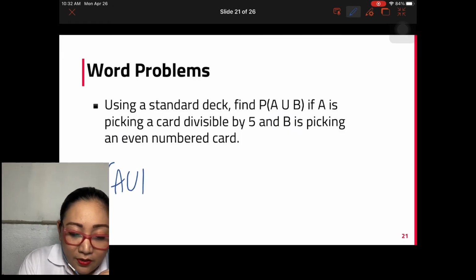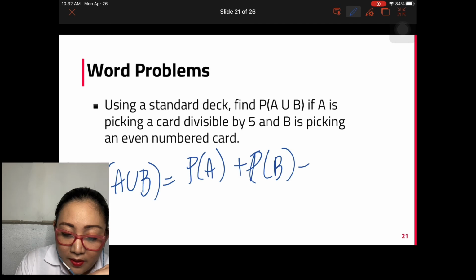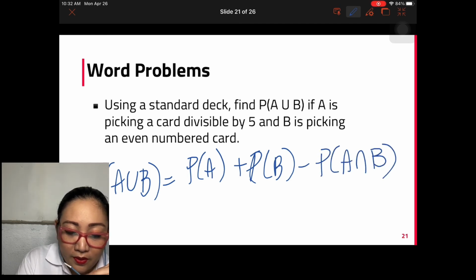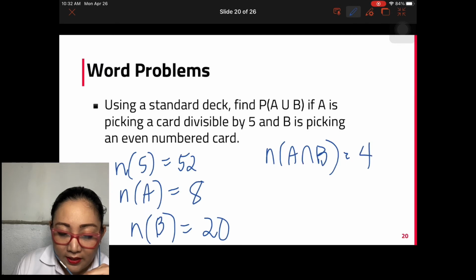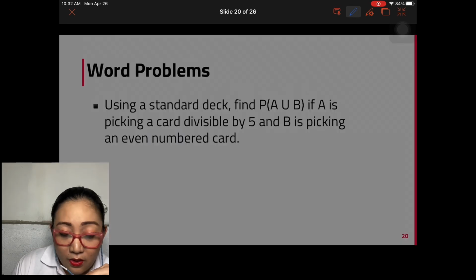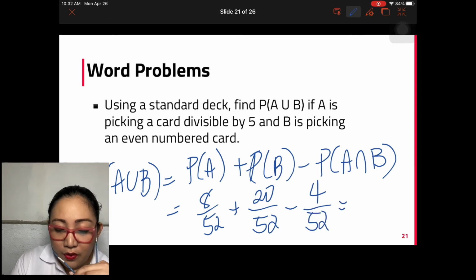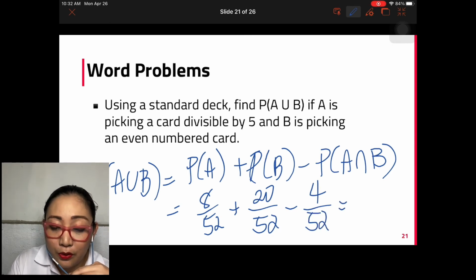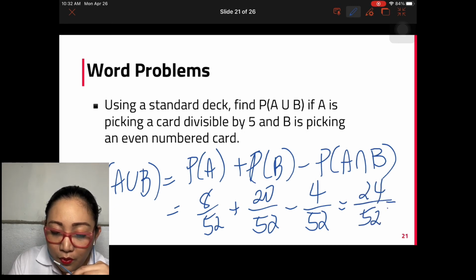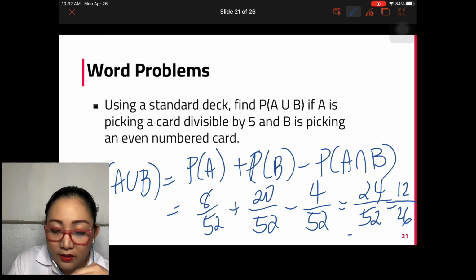So now, again, let's find the probability of A union B. So the probability of A union B is going to be the probability of A plus the probability of B minus the probability of A intersection B. So using the information that we had kanina, we had an 8 over 52 plus a 20 over 52 minus 4 over 52. So if we are going to solve this, this is going to be 28 minus 4, 24 over 52, or this is going to be 12 over 26. Further simplifying, that's 6 over 13.